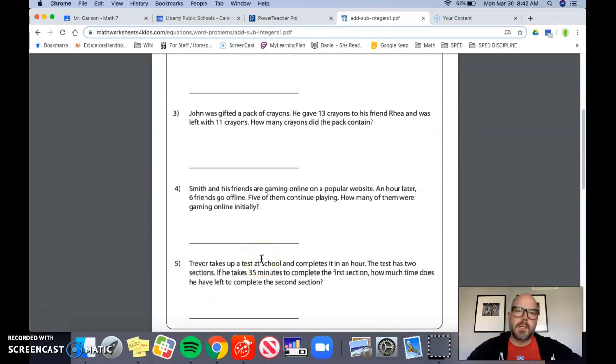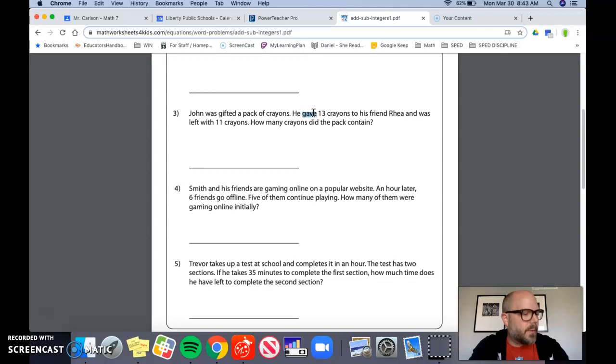It says John was gifted a pack of crayons. He gave 13 crayons to his friends Ree and was left with 11 crayons. How many crayons did the pack contain? So he started with a box of crayons, and he gave 13 to his friend. What kind of math word is gave? What does that sound like? If you give something away, you're subtracting it, right? So he gave 13 crayons. So he starts with an amount of crayons.